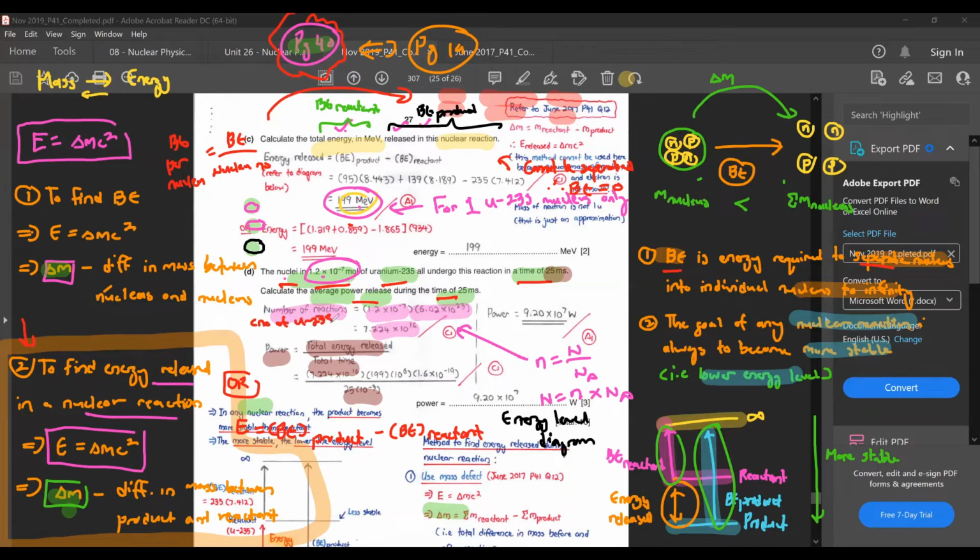uranium-235 nuclei. So this is the number of uranium-235 nuclei. From there, you translate it to total energy release. So 7.224 times 10 to the power 6. If the energy is 199 MeV, you get rid of the mega and the eV to change it to joules. Eventually you multiply everything in, and you get the answer as 9.2 times 10 to the power 7 watts.